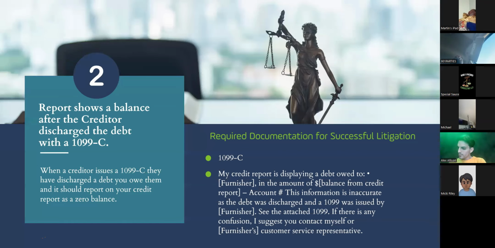Also, another misunderstanding or misconception out there is that charge-offs can't show a balance. I've seen that a lot out there, where they say, oh yeah, this has been charged off, they're not allowed to report a balance, it has to be a zero balance. Well, that's not true. The only time it has to be a zero balance is if they have already sold it to a debt collector like Portfolio, Midland, anything like that.